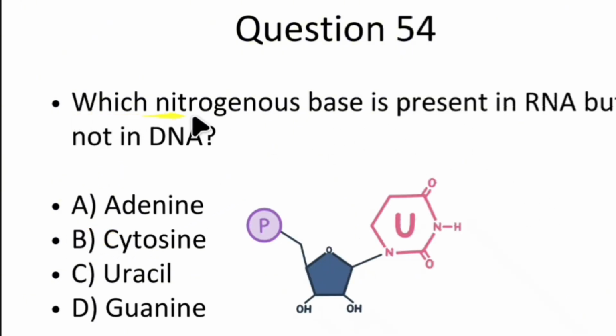Which nitrogenous base is present in RNA but not in DNA? Correct option is C. Uracil is a nitrogenous base which is present in RNA but not present in DNA.